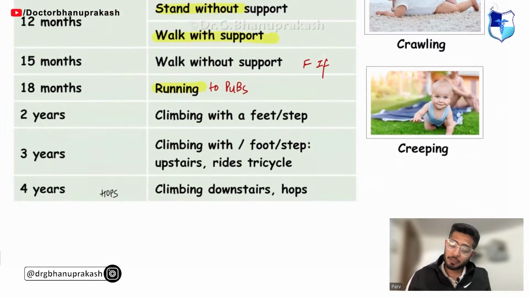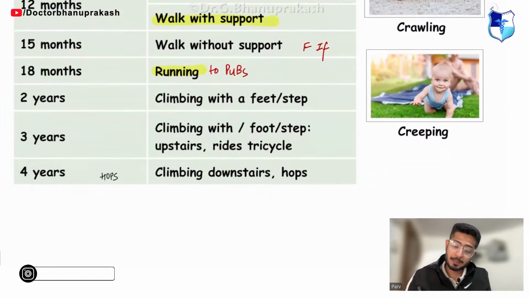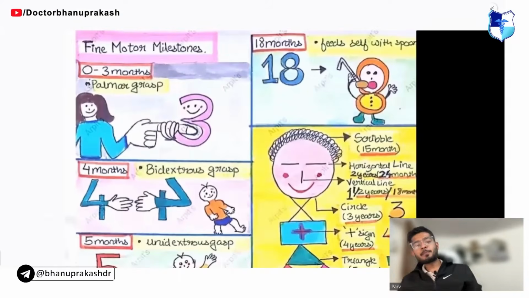Then 2 years, I've told you climbing with a foot on a step. So 1 foot climbing, that means 2 feet will be there on a single step. Then 3 means climbing upstairs with 1 foot at a time. And climbing downstairs is going to be 4 years. Rides a tricycle, 3 years. And hops, so hops has got HOPS, so that's absolutely 4 years. Chalo, coming on to the next one.